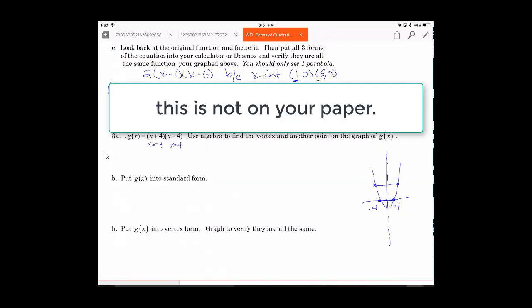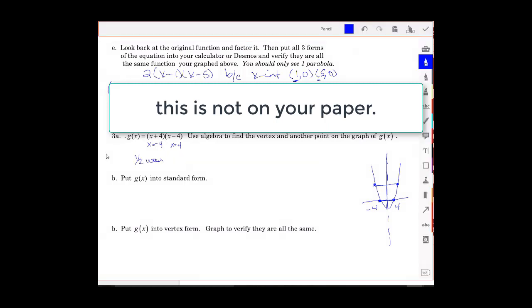And if they're going to be equidistant, then that will tell me the vertex x. Halfway between the x-intercepts is the x of the vertex. So negative 4 plus 4 is equal to 0. So let me make that look a little bit better. Here's my negative 4. Here's my positive 4. 1, 2, 3, 4. Backward 1, 2, 3, 4. My vertex x is going to be equal to 0.